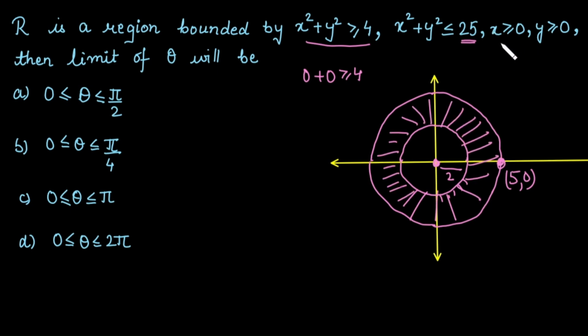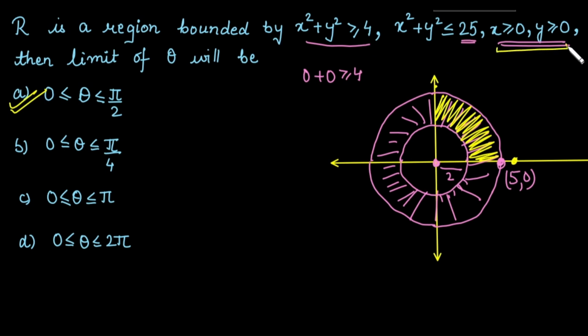Now there is another two conditions that are very important. x is greater than equal to 0, y is greater than equal to 0. अगर x greater than equal to 0 है, y greater than equal to 0 है, it means we need to work only in the first quadrant. So rather than taking an entire disk, we just need to take only the first quadrant. Now the question is, what is the limit of theta in this case? If you want to cover this disk only in the first quadrant, तो total rotation कितनी हुई है? That is from 0 to pi by 2. Hence option A is correct. सो इस क्वेश्चन में मेन पॉइंट क्या था?